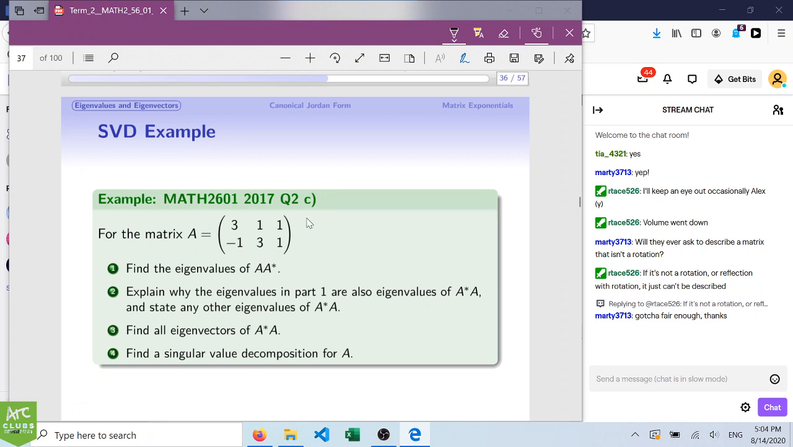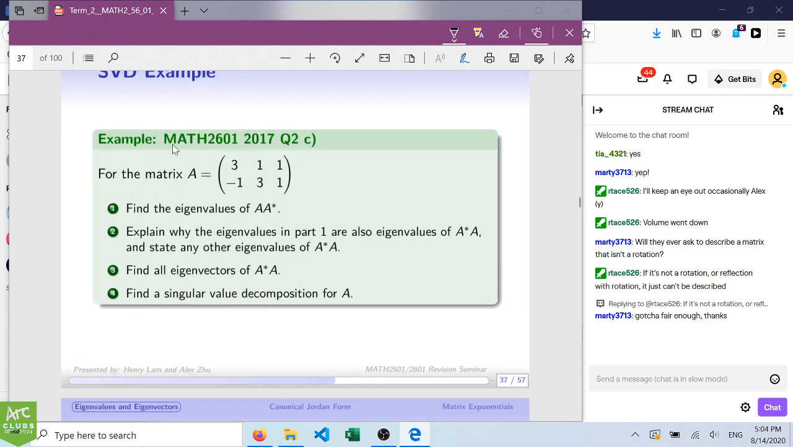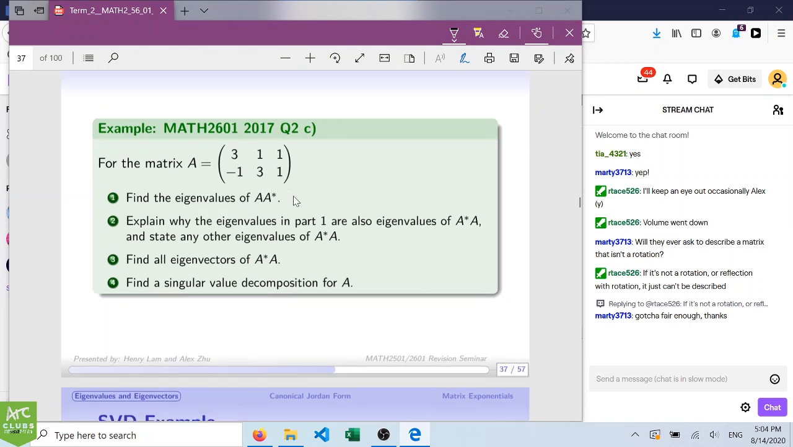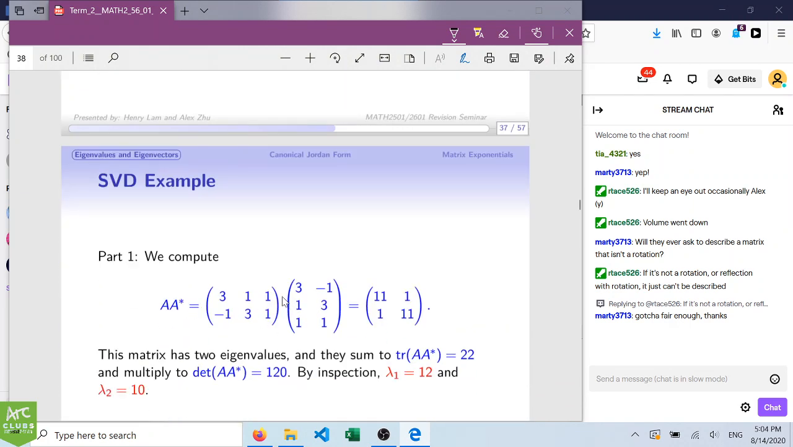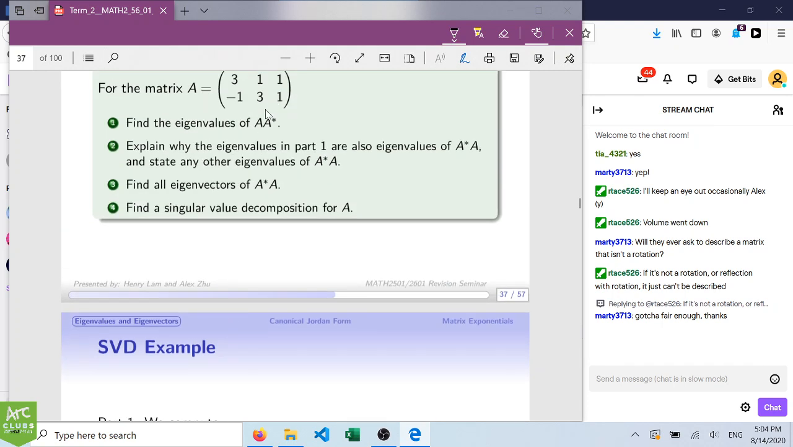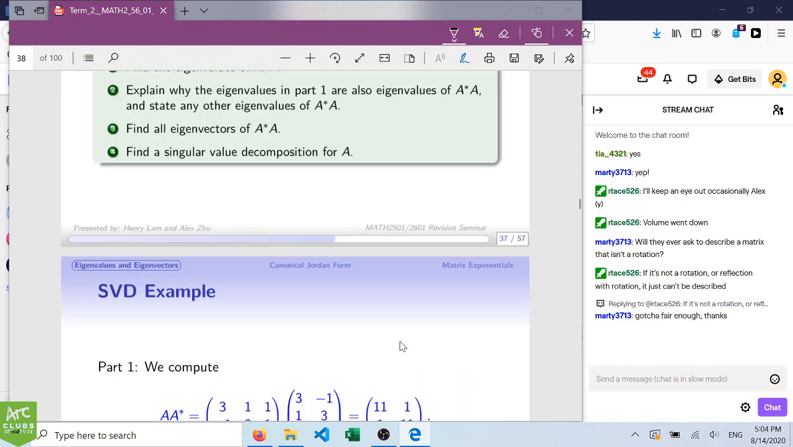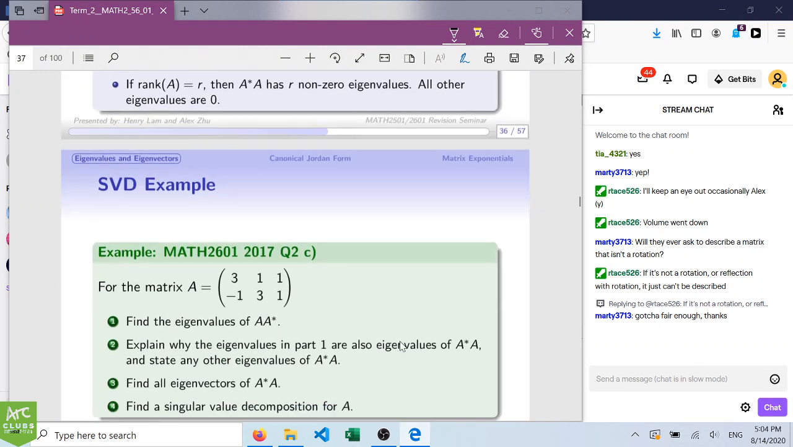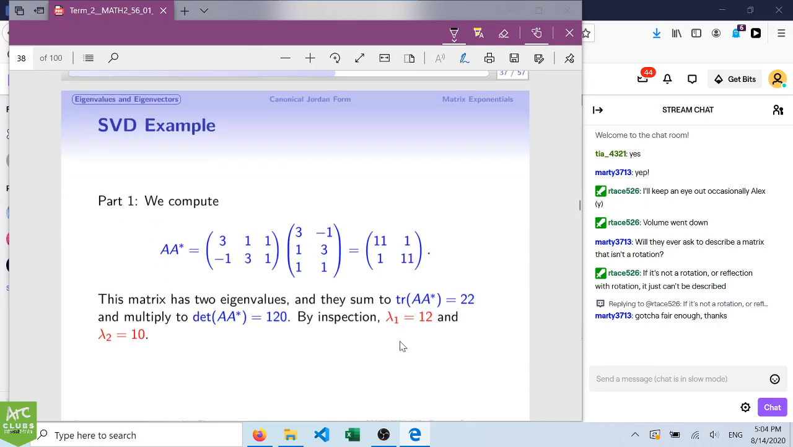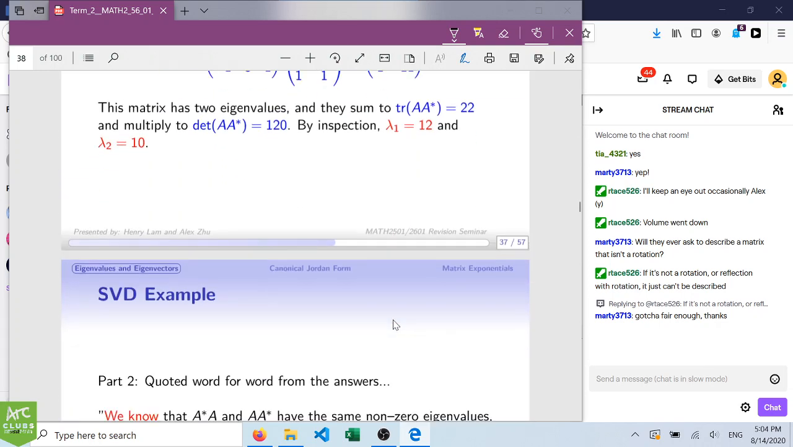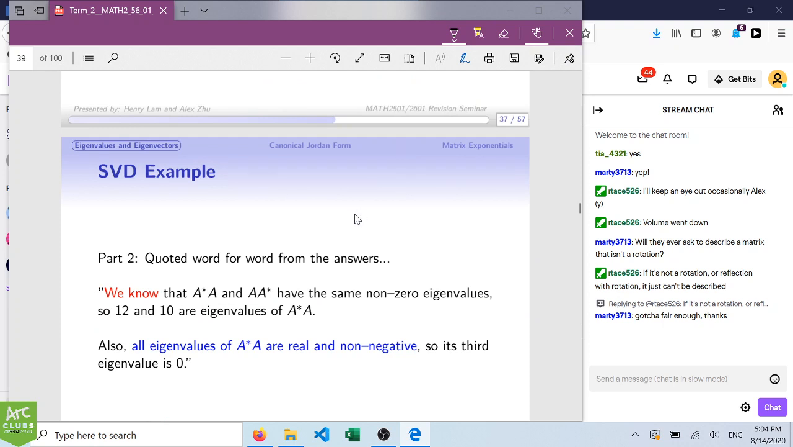So first we're going to look at this matrix. All right, simple example for 2601. So 3 minus 1 1 3 1 1. Find the eigenvalues. We do that by looking at A star, which, remember, is the conjugate transpose. Take that, you get a real symmetric matrix. And then we can compute the eigenvalues, and I'll leave that to you guys.